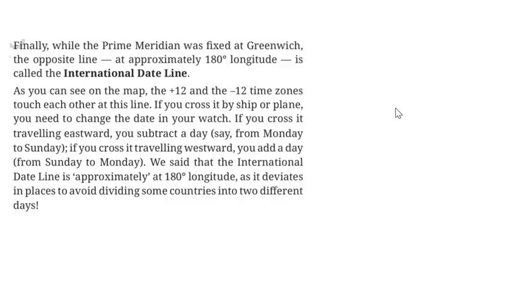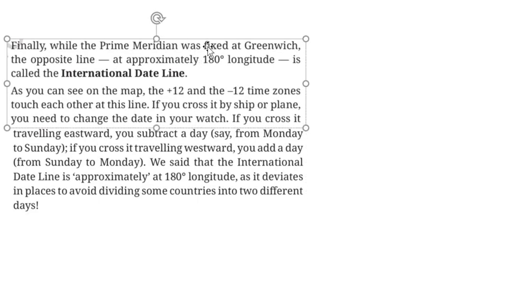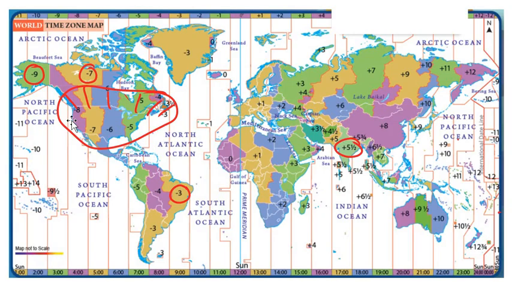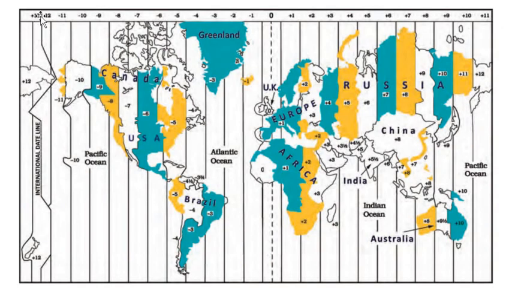Fine. Okay, now finally, while the prime meridian was fixed at Greenwich, the opposite line, which is approximately 180 degree longitude, is known as international date line. Here you see, let me show you on the graph. Yes, this is your 180 degree. Yes, this one, you see, plus minus 12, plus 12, this is your IDL or international date line. IDL, international date line.